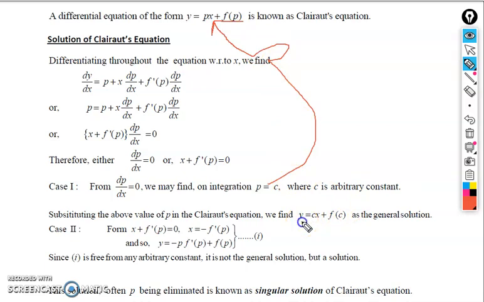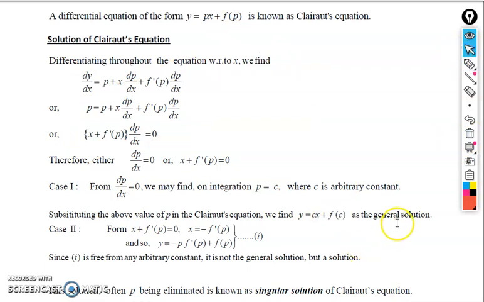That means you can easily find the general solution when you solve a differential equation which is in the Clairaut's model. It could be a multiple choice question: find the general solution of this differential equation without solving, without doing anything in this model. You can easily observe and understand, just replace p by c, nothing more, and we get the general solution.